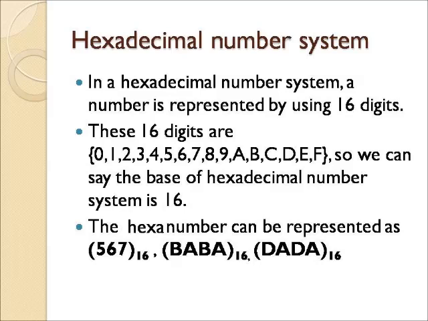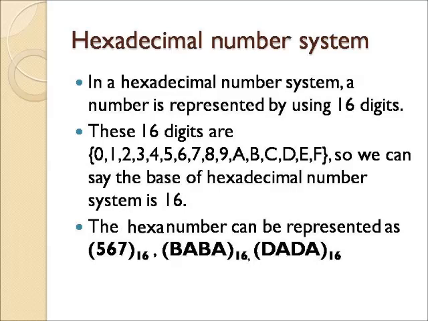Please note that we cannot use all the English alphabets as hexadecimal digits, because we have a restriction. We can have only the characters from A to F as the allowed characters in the hexadecimal number system. A stands for 10, B stands for 11, C stands for 12, D stands for 13, E stands for 14, F stands for 15. So 0 to 15, there are 16 digits, right?